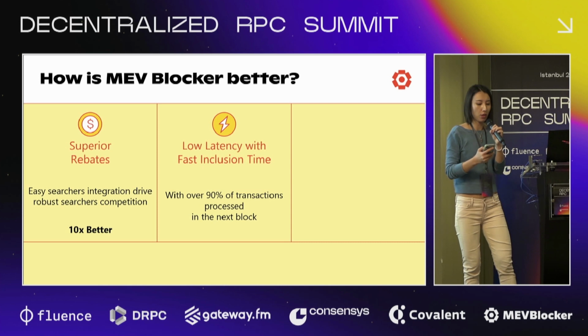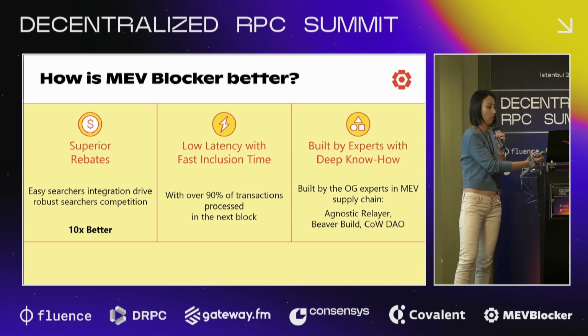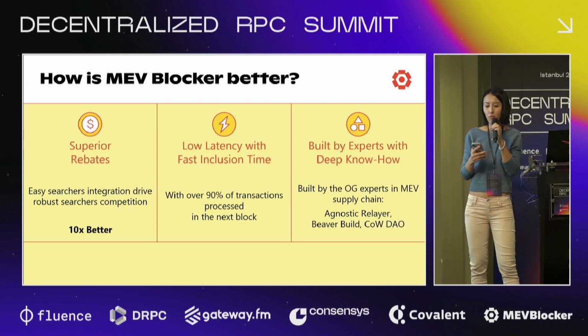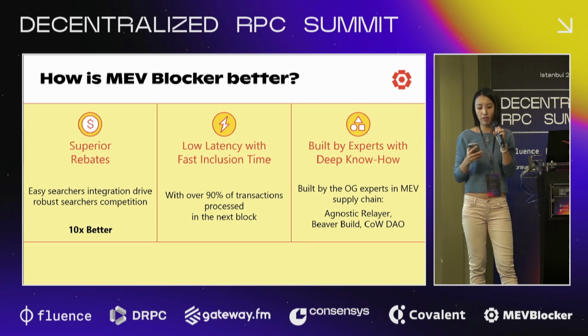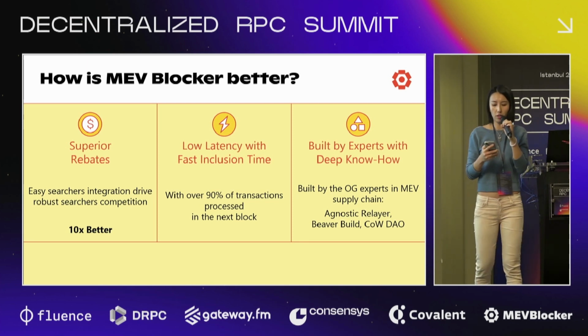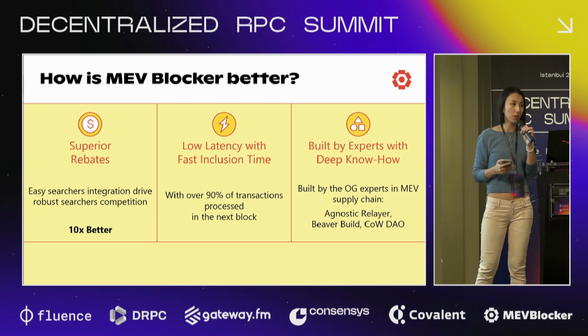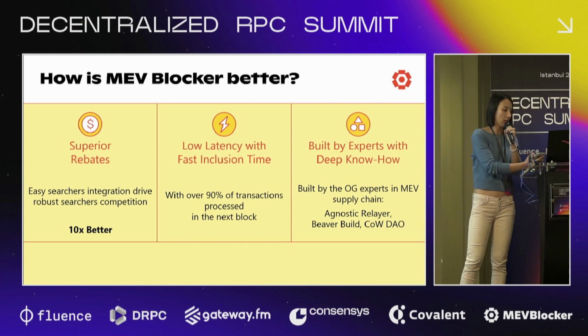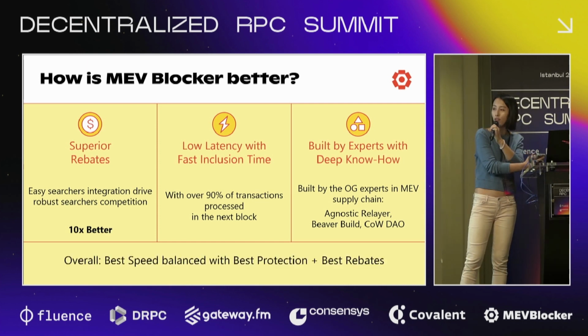Built by experts with deep know-how. MEV Blocker is a collaboration project by Agnostic Relay, Beaverbuild, and CoW DAO. MEV Blocker is built by all the OG experts of the MEV supply chain. Well, this guarantees that it is technologically sound. Overall, MEV Blocker has the best speed, balanced with the best protection, and offers, remember, 10 times more rebates.